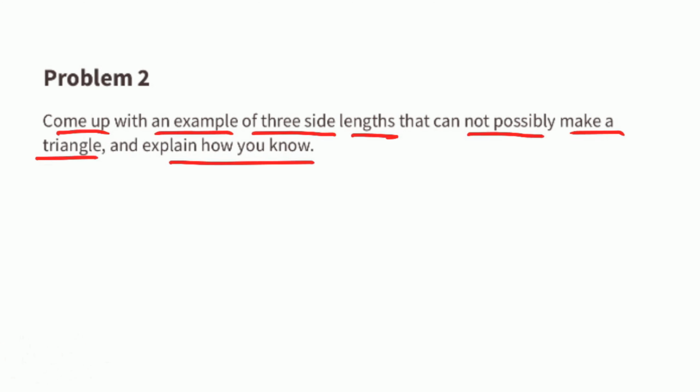Problem number 2. Come up with an example of 3 side lengths that cannot possibly make a triangle, and explain how you know. I could use 1 inch, 1.5 inches, and 0.5 inches, and it doesn't make a triangle because 2 of the side lengths are too short to touch one another.